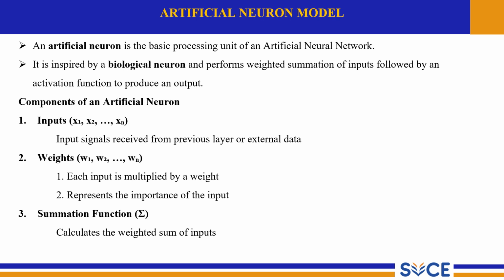Third one is the summation function. The neuron calculates the weighted sum of all inputs using the formula z equals the summation of i equals 1 to n of w_i times x_i. This function combines the contribution of all inputs into a single value.